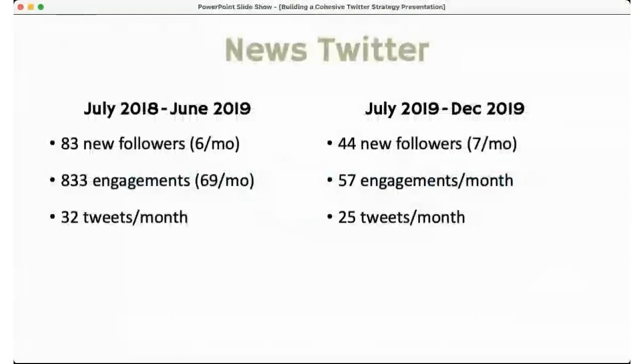So I have some numbers. Of course, I think a lot of us know that it is important to keep metrics, and we're probably all doing that in some form. Even if it's really simple, that's a really good start.